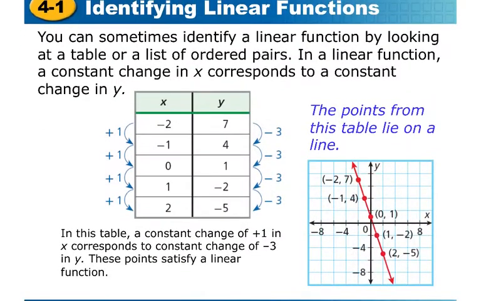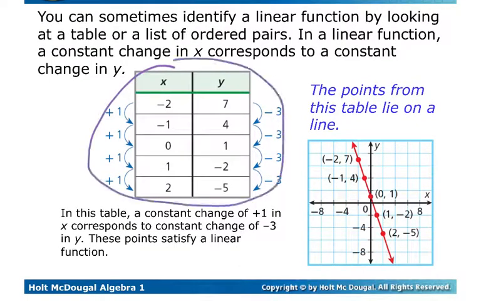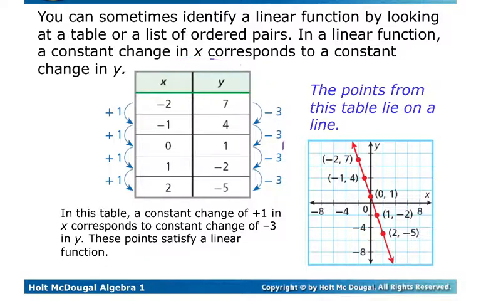Alright, so if we want to identify linear functions other than by a graph, we can also do it by a table. So what we need to do is look at the list of ordered pairs and look for a constant change, or adding a constant number or subtracting a constant number within our x's and our y's. So as we look at the x column here, you notice that between each one of these, you're adding 1. So negative 2 plus 1 is negative 1, negative 1 plus 1 is 0, 0 plus 1 is 1, and 1 plus 1 is 2.